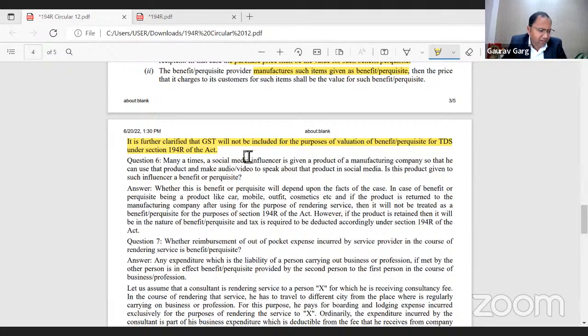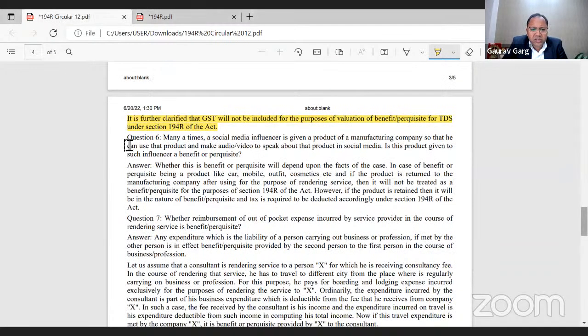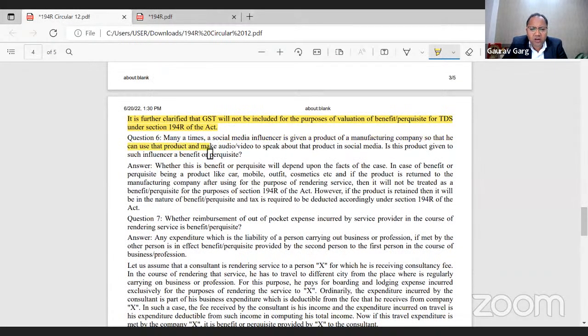I would be taking the dealer question at the last. We are left with 3 more situations: return of asset, reimbursement, and dealer conflict. Just give me a few moments. I'm going to question number 8, which is basically on the dealer side. Now it's a small question. Question number 6 is basically on the media influencer, and it highlights a very important question.